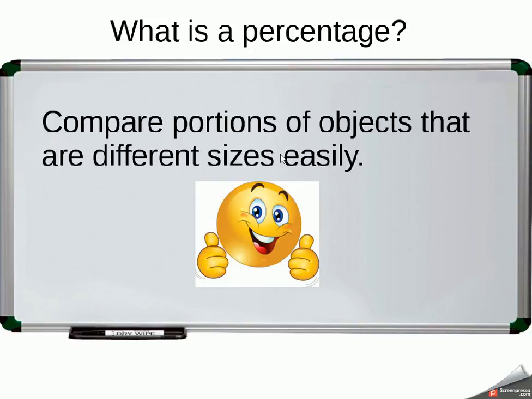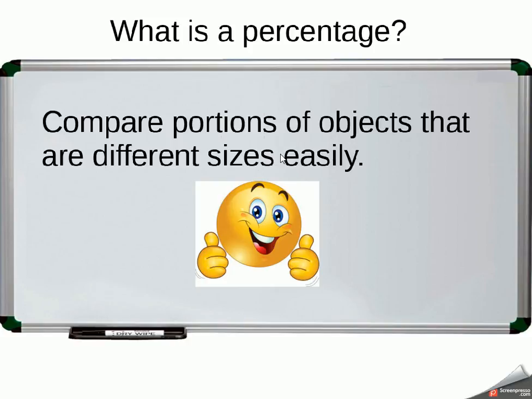I have to do mathematical conversions to change them, whereas if I know that something is 20% and the other one is 30%, I can easily compare them and say, well, the 20% is smaller than 30% because simply 20 is smaller than 30.